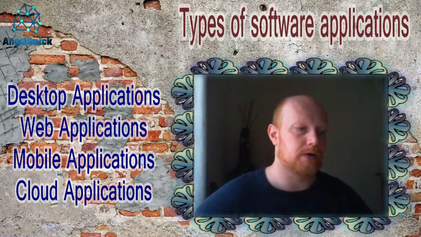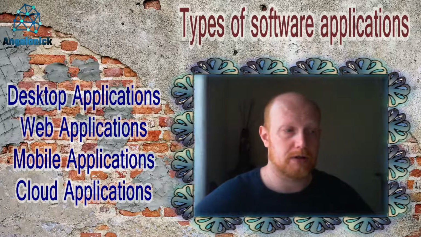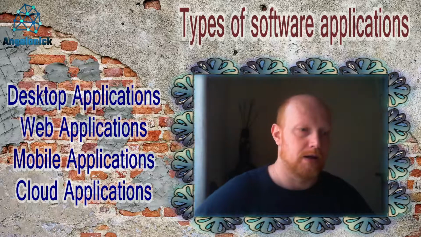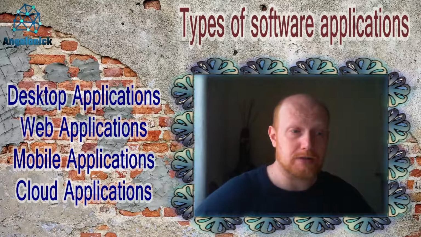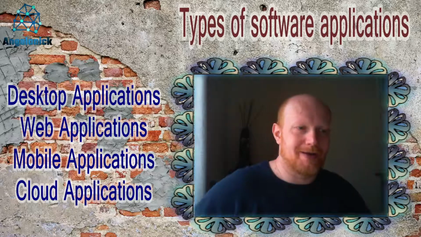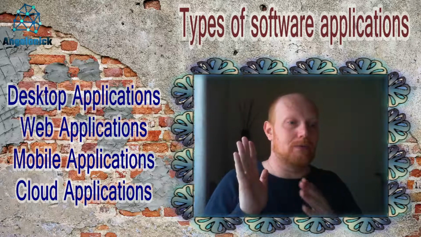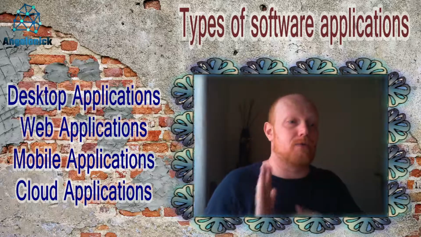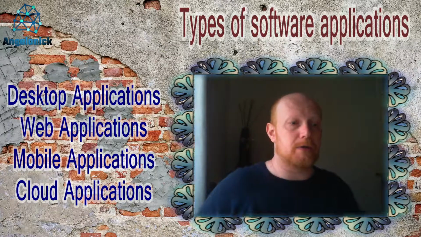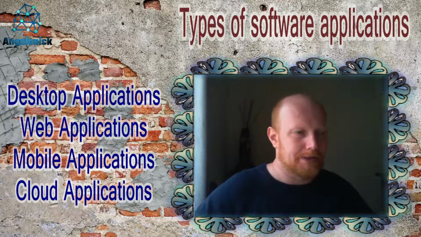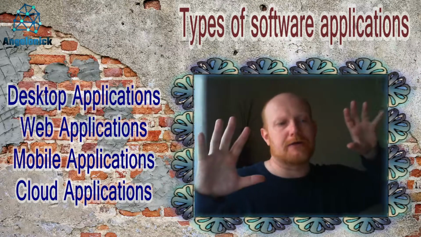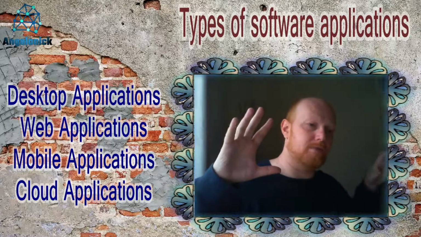Another type of software application is the mobile application. Why do we need mobile applications? Because we have mobiles. Why do we need something dedicated for mobiles? Why can't we use desktop applications on mobiles? Because of the differences between desktop applications and mobile applications.